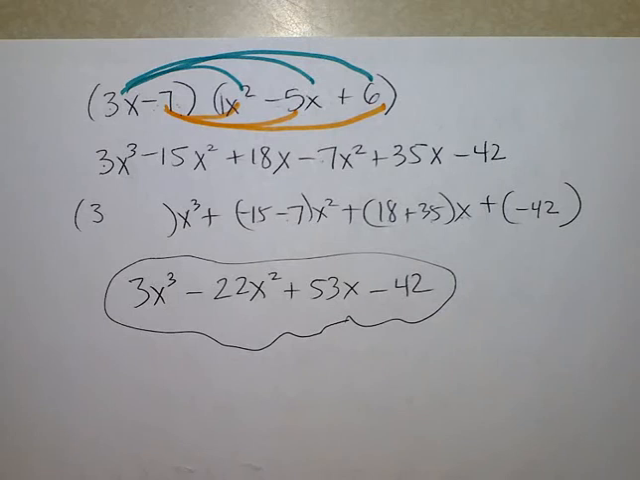Did I multiply something wrong? 35 plus 18? I'm okay with 53? Oh. Okay, that's okay. All right.